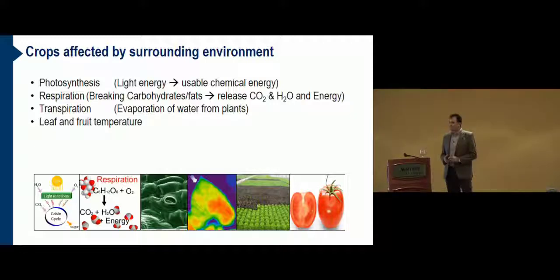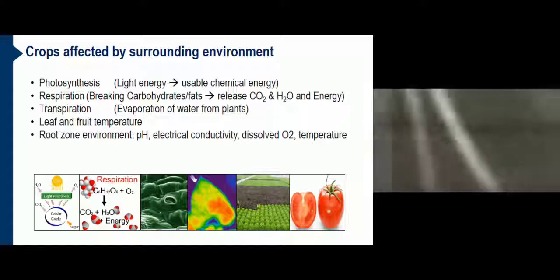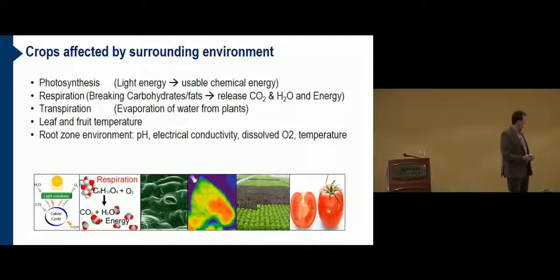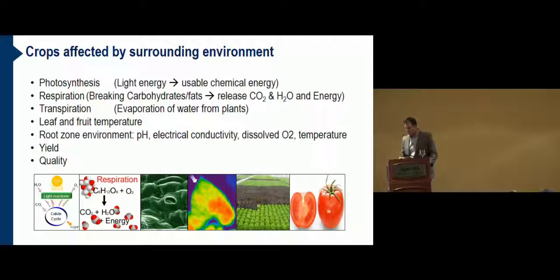The leaf and fruit temperature is affected by the surrounding environment, and that also affects some of these processes, as you see on the slide. Root zone environment has a direct effect on plant response and on the growth of the plant. The pH levels, electrical conductivity, dissolved oxygen, temperature. Yesterday, Gene talked about it and Merle talked about it. And then, in turn, the overall yield and quality of the production is affected because of these interactions of the plant with the surrounding environment.